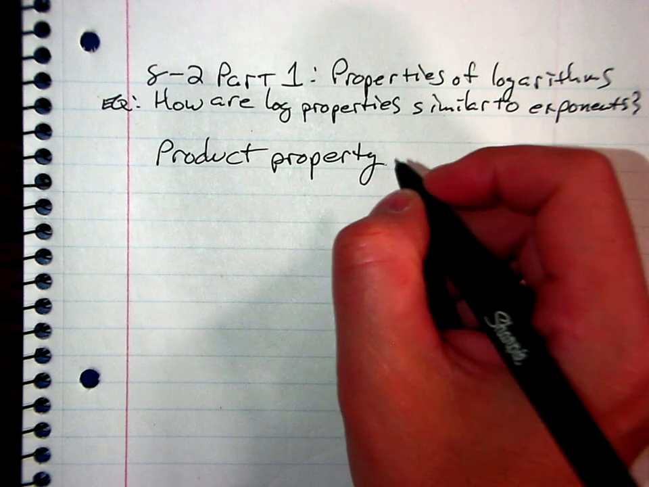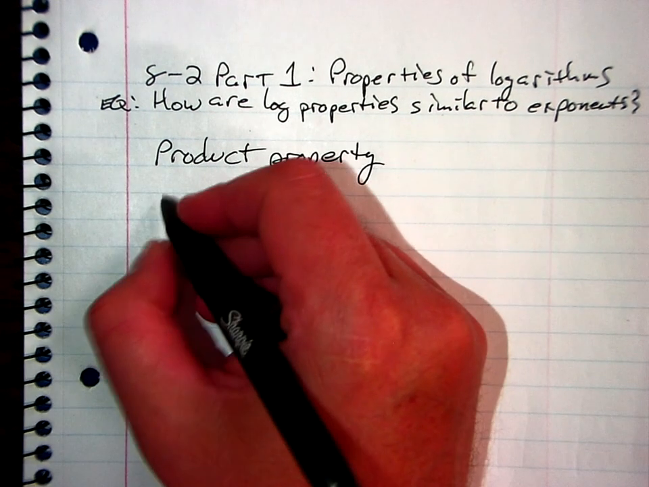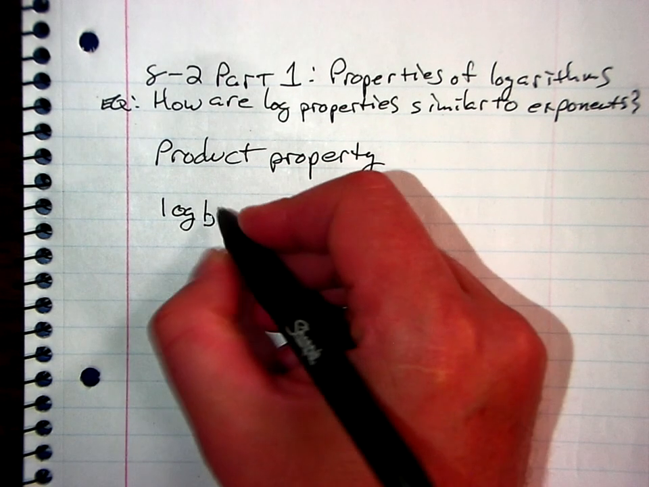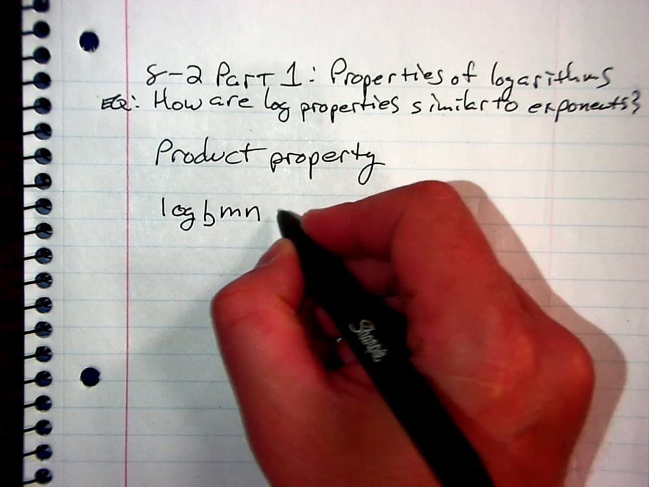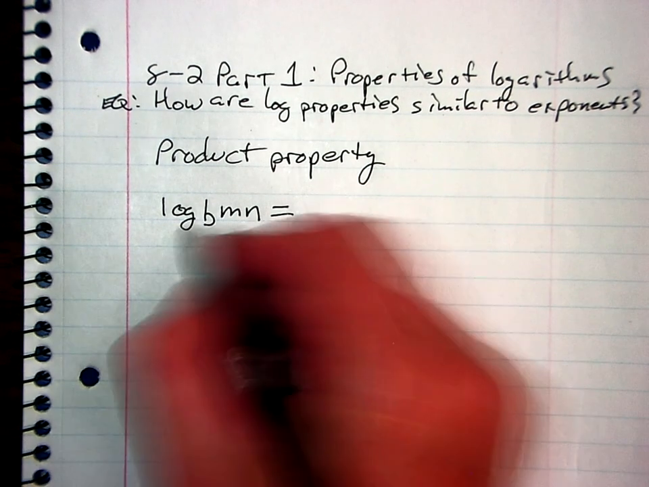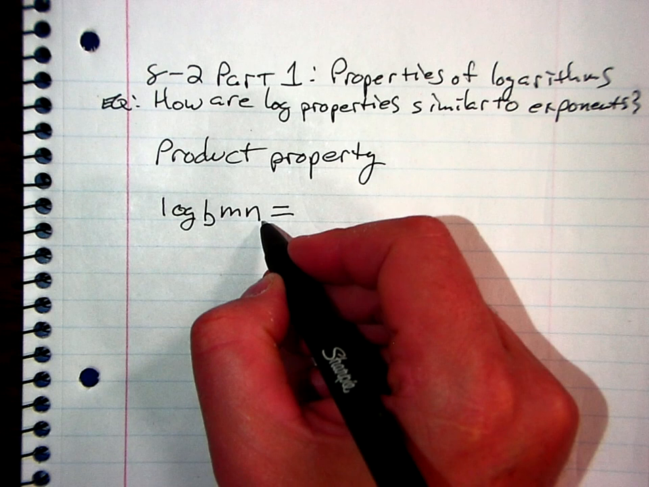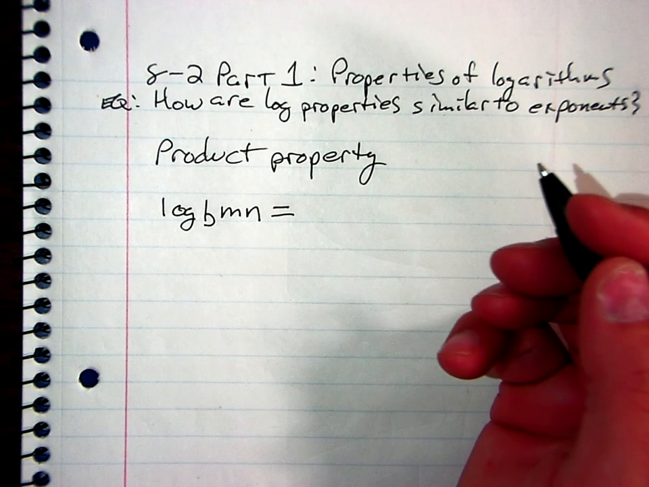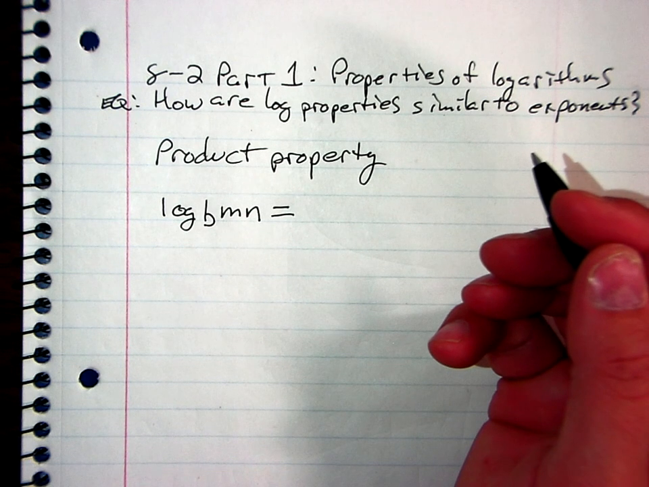What operation is product? Log base B of M N. So this is product. They're multiplying. So what we're actually doing is expanding these. What's the opposite of expanding? Condensing. We're going to do that next.